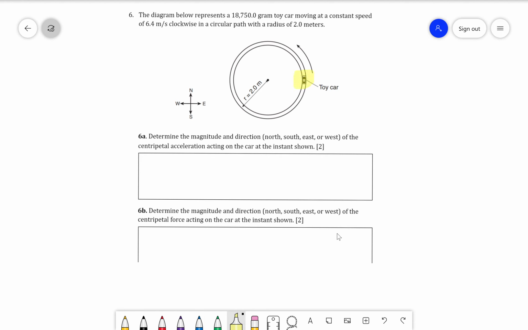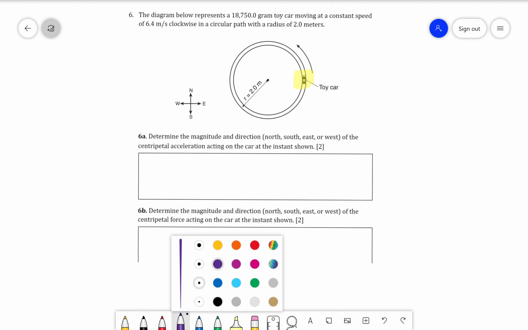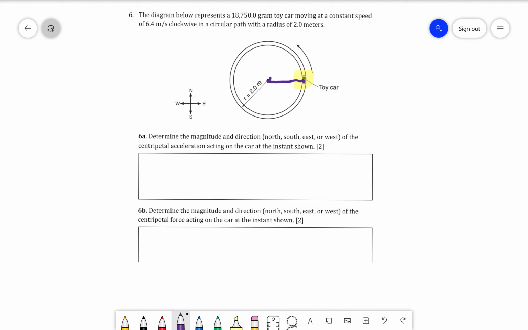So here's our little toy car. And they want us to find out which way the acceleration is pointing. Let's deal with that first, and then we'll actually calculate it. The thing about uniform circular motion is that your acceleration, your force, and your velocity are always going to be pointing in the same fashion, right? Now, acceleration is always going to be pointing toward the center. AC, centripetal acceleration, always points toward the center.